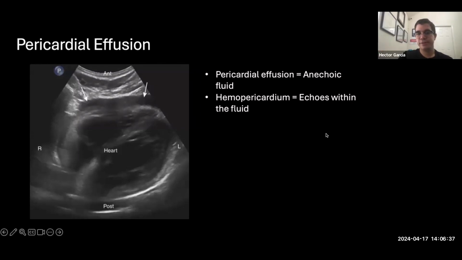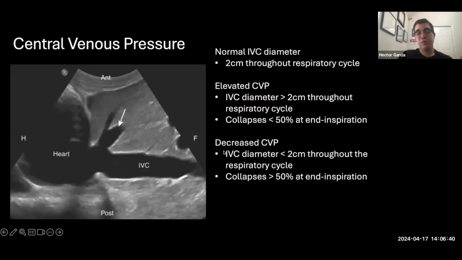The treatment for a pericardial effusion would be a pericardial window to remove that fluid. Okay, and then ultrasound can also be used to detect central venous pressure. Normally, the IVC is 2 centimeters throughout the respiratory cycle. If the IVC diameter is greater than 2 centimeters throughout the respiratory cycle, but collapses less than 50% at end of inspiration, then that is elevated CVP. In contrast, if the IVC is less than 2 centimeters but collapses more than 50%, then that is decreased central venous pressure.